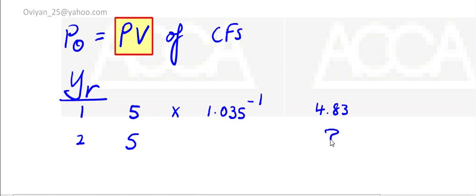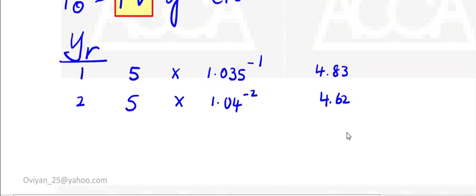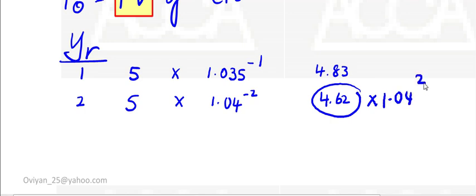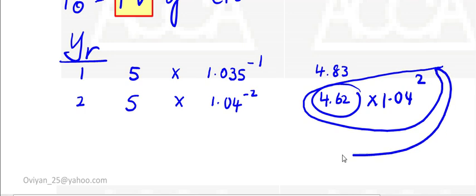So how much would you invest here to get this $5? And you're leaving your investment for 2 years, which means this is going to be 1.04 to the power of -2. What are you going to get here? You're going to get 4.62. You can also do it like this: 4.62 times 1.04 to the power of 2. It's a compounding formula actually. If you compound this figure, you're going to get $5, correct?